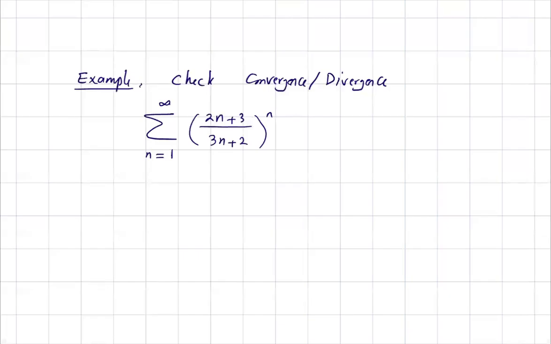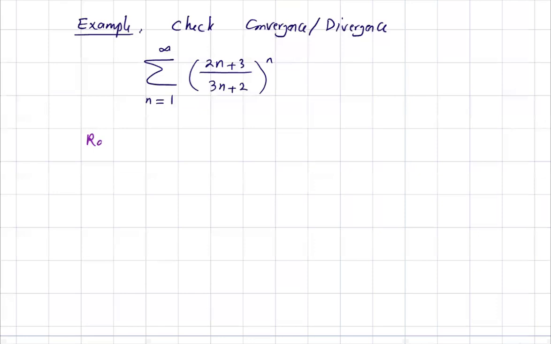Our goal is to check the convergence and divergence of the following series: (2n + 3)/(3n + 2) to the power n. Should we use the ratio test or should we use the root test?